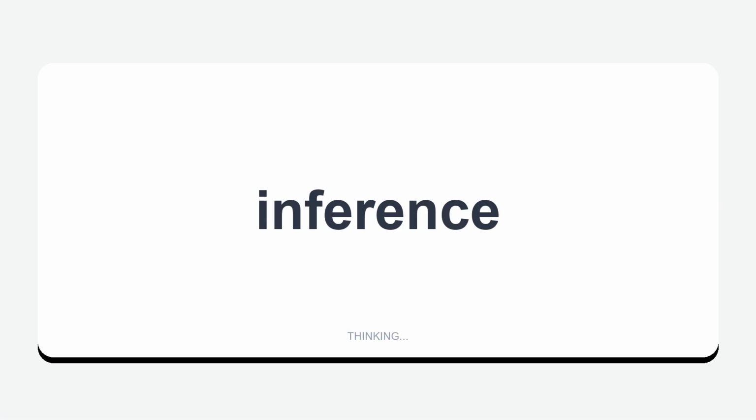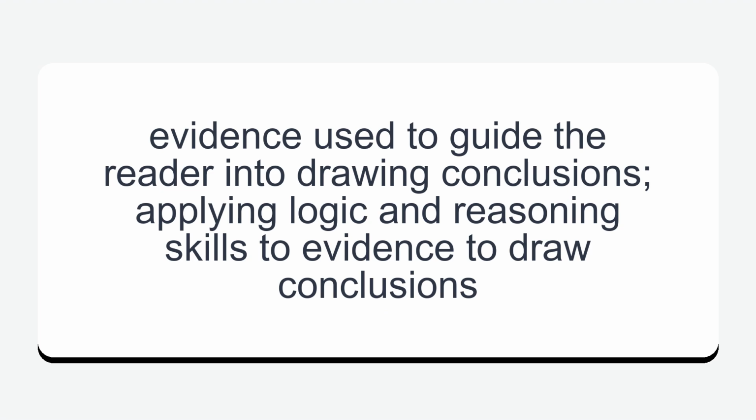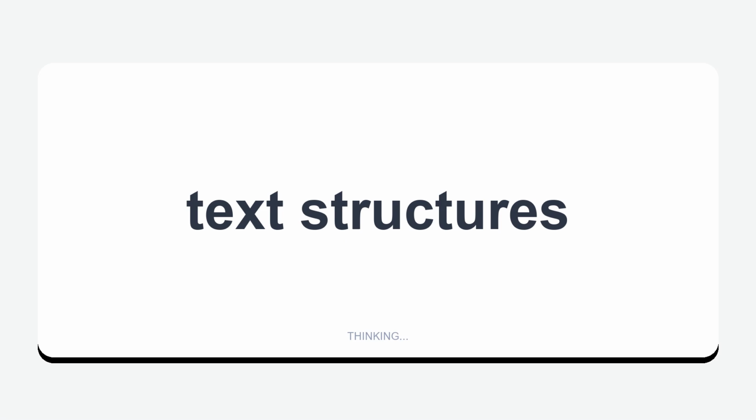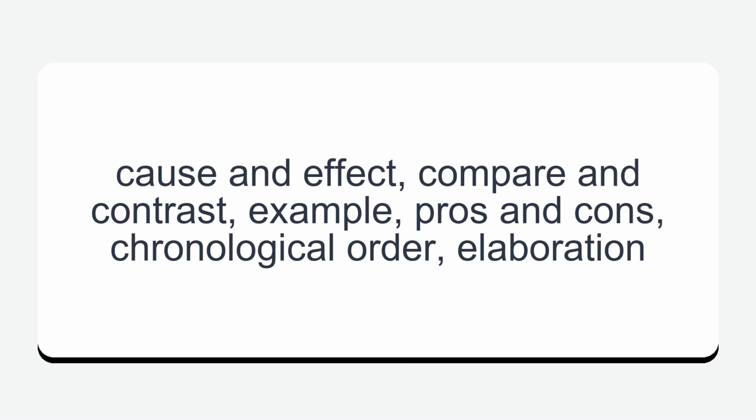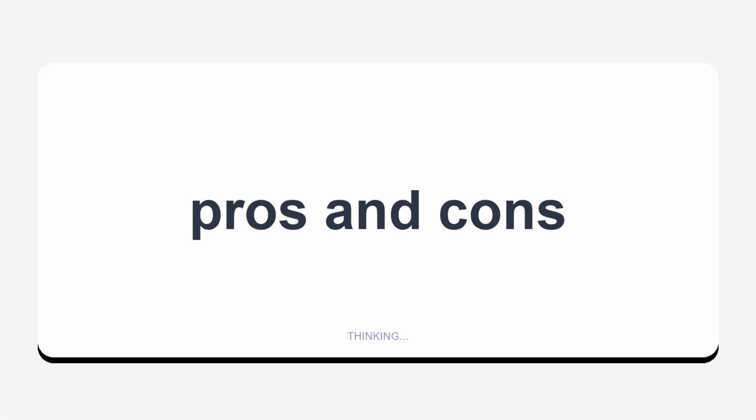Inference: evidence used to guide the reader into drawing conclusions, applying logic and reasoning skills to evidence to draw conclusions. Text structures: cause and effect, compare and contrast, example, chronological order, elaboration, pros and cons, which shows benefits and drawbacks, on the one hand, on the other hand.